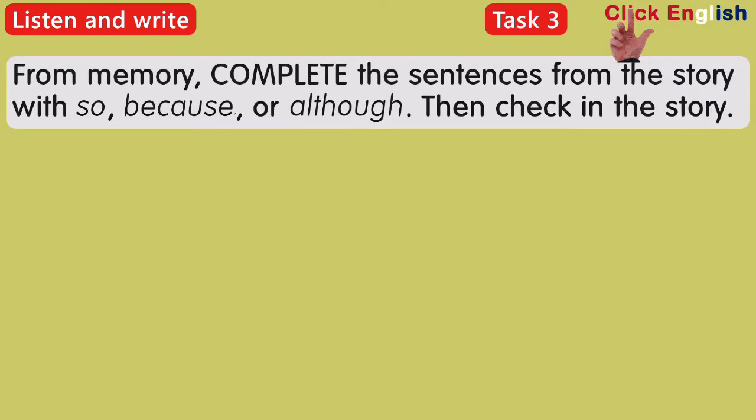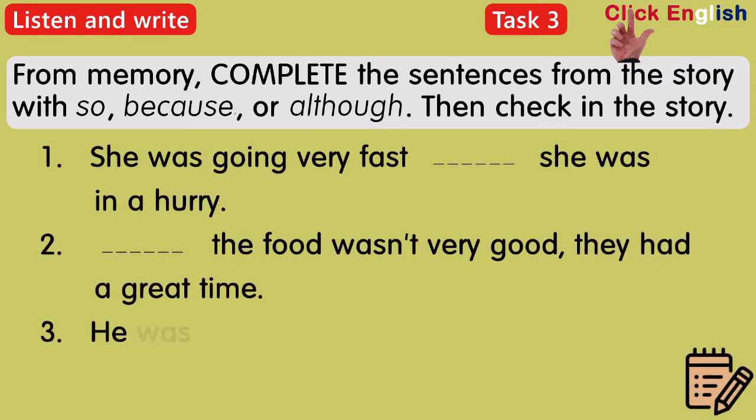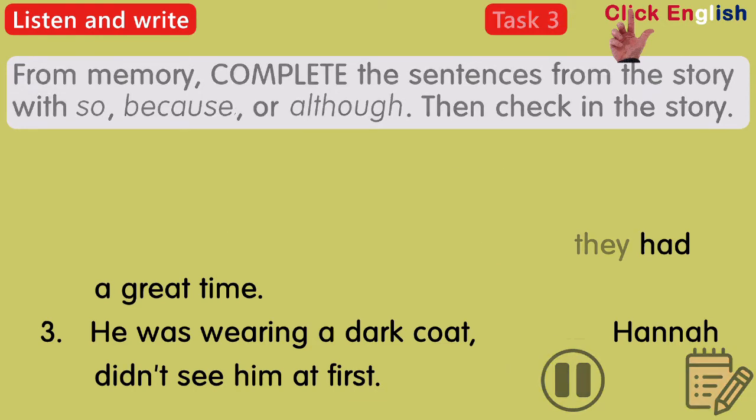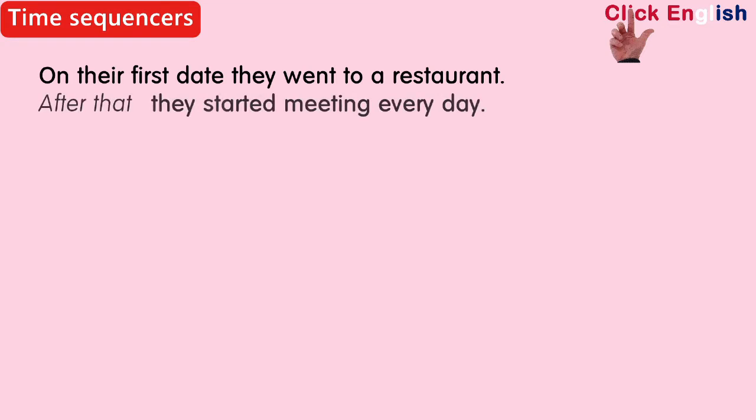From memory, complete the sentences from the story with so, because, or although. Then check in the story. On their first date, they went to a restaurant. After that, they started meeting every day.